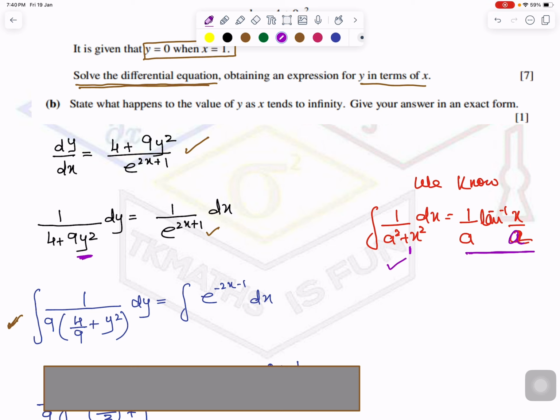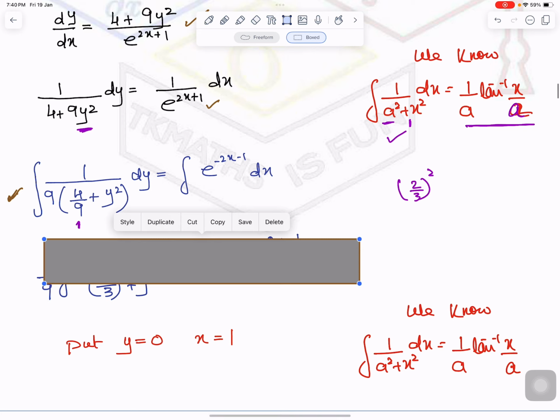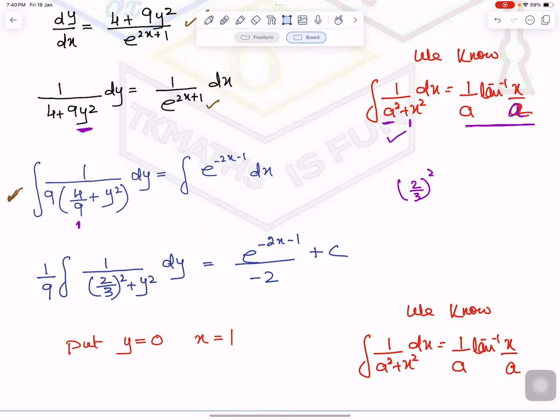And how can I do that? By making 9 a common factor. So I'm factorizing here by taking 9 common out. Now you can see here this 4 over 9 will become what? 2 over 3 square. And it will match with this condition then. So this is what I'm going to do here. Okay. So you can see here that I have written 2 upon 3 square from here. 9 I have taken outside. So 1 over 9 is here. And after that, what did I do here? e to the power minus 2x minus 1 divided by minus 2 plus c.